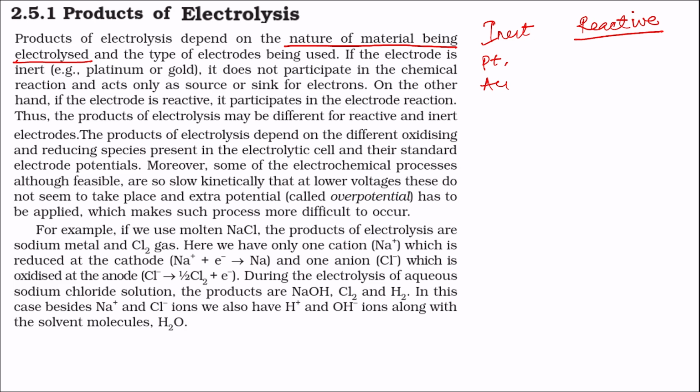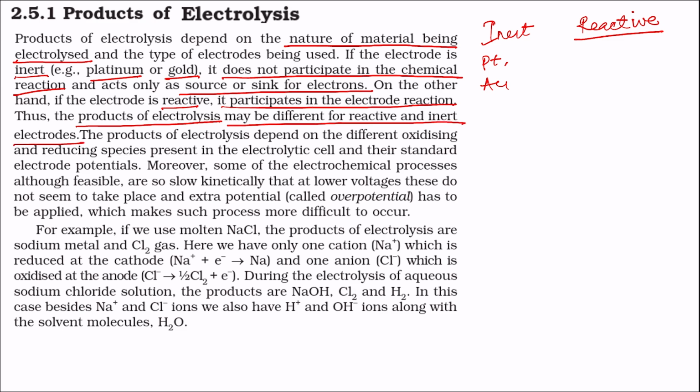So if the electrode is inert like platinum or gold, it does not participate in the chemical reaction and acts only as a source or sink for electrons. On the other hand, if the electrode is reactive, it participates in the electrode reaction, and the product of electrolysis may be different for reactive and inert electrodes.